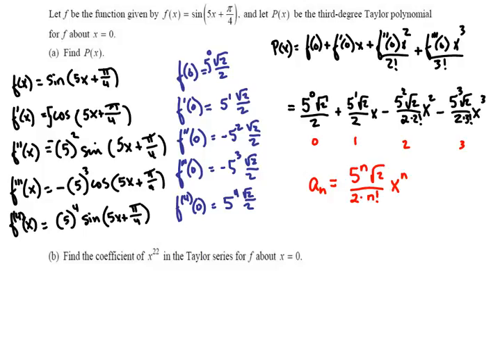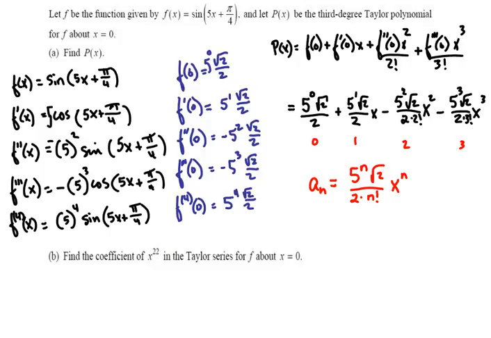n. Now I just realized I had a big mistake on this, and that is that I forgot the n factorial in the denominator of each of the terms there. So you do have to go back and make sure you see that I should have 2 factorial in the denominator of the x squared term and 3 factorial in the denominator of the x cubed term. So my general term is 5 to the n square root of 2 over 2 times n factorial times x to the nth.